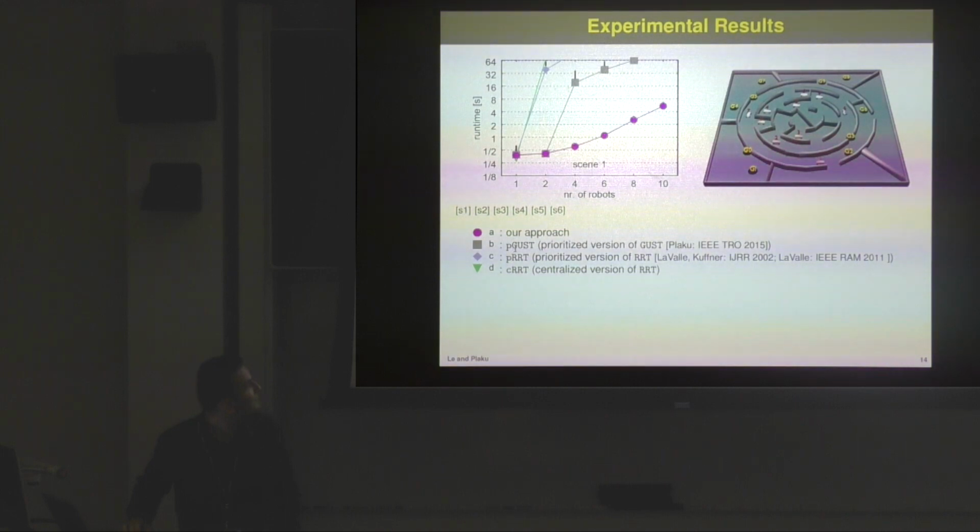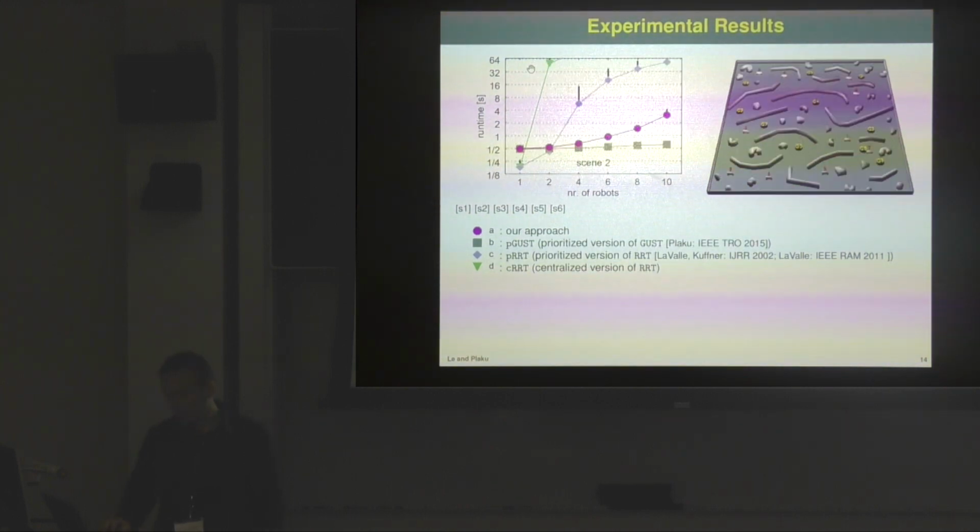These are prioritized versions of GUST, which is one of the fastest algorithms for doing robot motion planning, and RRT, which is one of the more popular algorithms, and then a centralized version of RRT, which does not scale very well. And this is throughout many different scenes. This one is a more open scene where the prioritized approach tends to work quite well, because there aren't that many conflicts that arise. So that's why you see that the GUST here does better in terms of the runtime, because here there's not so much need for avoiding conflicts. You can use prioritized approaches to get good results.